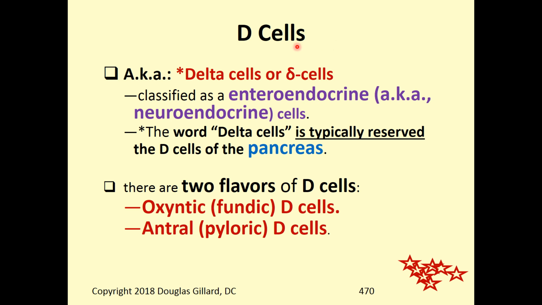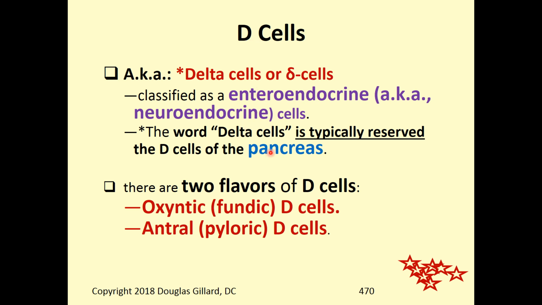D cells. So D cells, not the cells, D cells. So they're just called D cells. There are some AKAs for these called delta cells and the symbol delta cells. Don't use delta cells for gastric D cells, the ones in stomach glands, because there are delta cells in the pancreas. The word delta is reserved for pancreas. So authors and teachers asking questions, this is one time where you have to abbreviate, call them D cells.